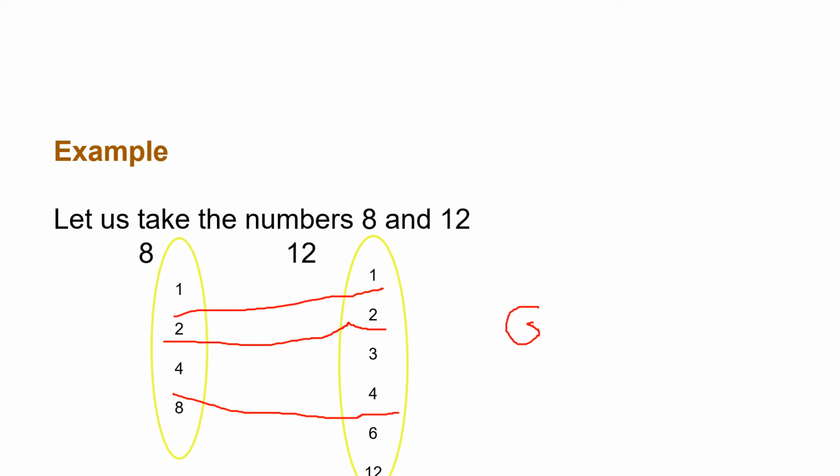Greatest common divisor. The greatest common divisor of 8 and 12 is 4.